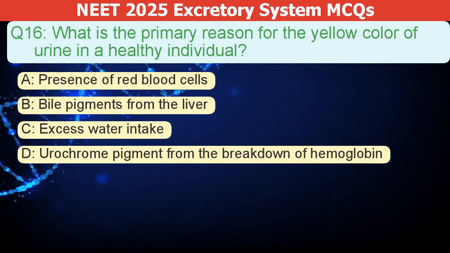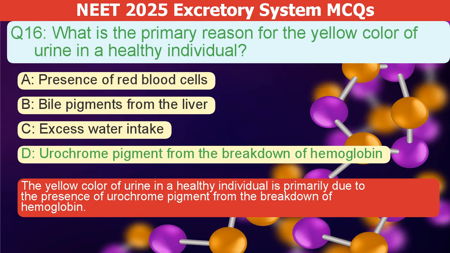What is the primary reason for the yellow color of urine in a healthy individual? A. Presence of red blood cells. B. Bile pigments from the liver. C. Excess water intake. D. Urochrome pigment from the breakdown of hemoglobin. The correct answer is D. The yellow color of urine in a healthy person is mainly because of urochrome pigment. This pigment comes from hemoglobin breaking down.